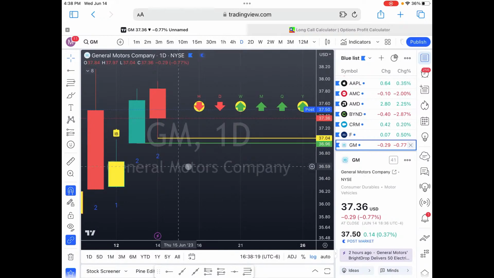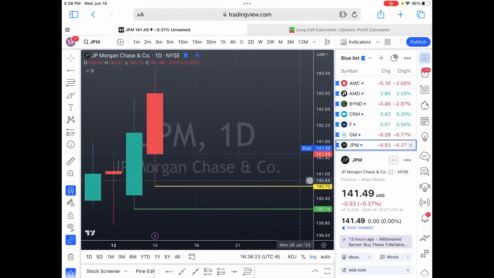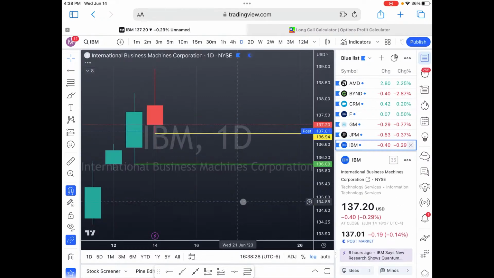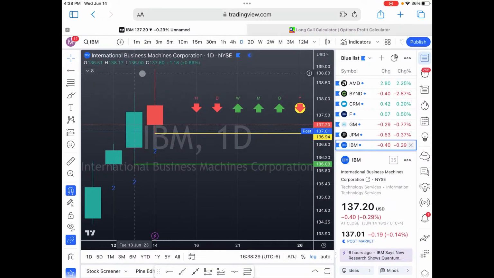General Motors, 2 up red. We look for puts here as well at 37.04. JP Morgan, 2 up red also. Puts at 140.70. 2 up red on IBM and a shooter candle. So we can look for puts here. 136.94 is our trigger price.